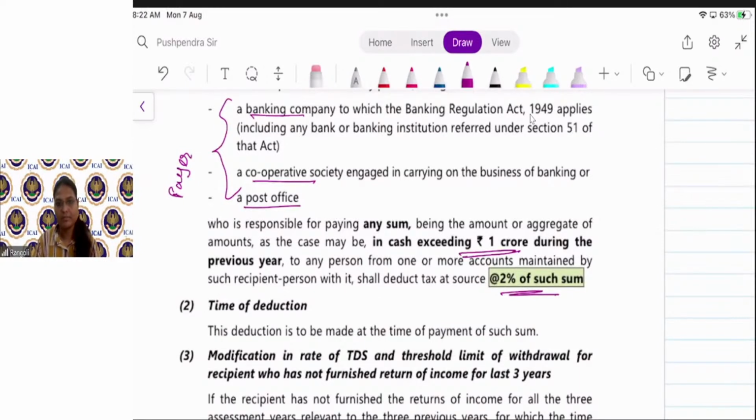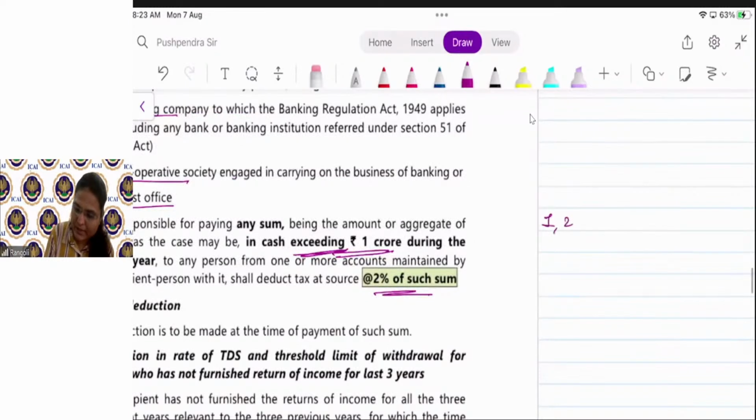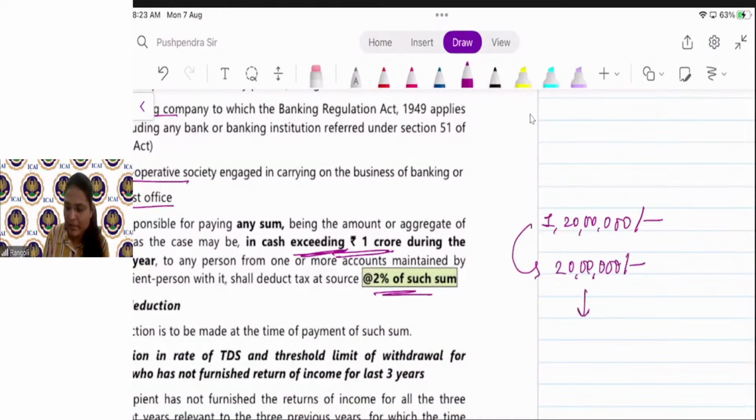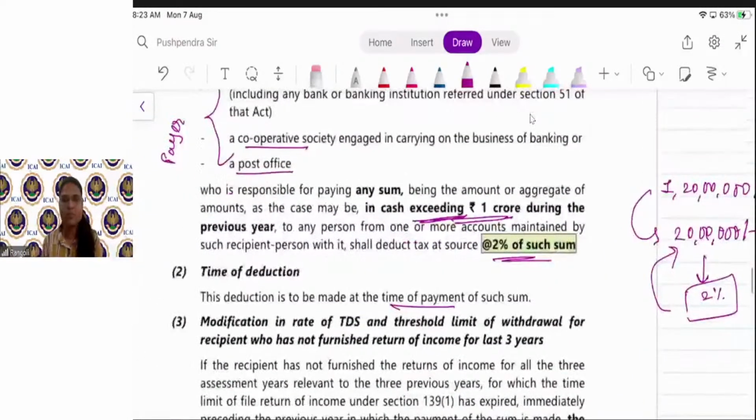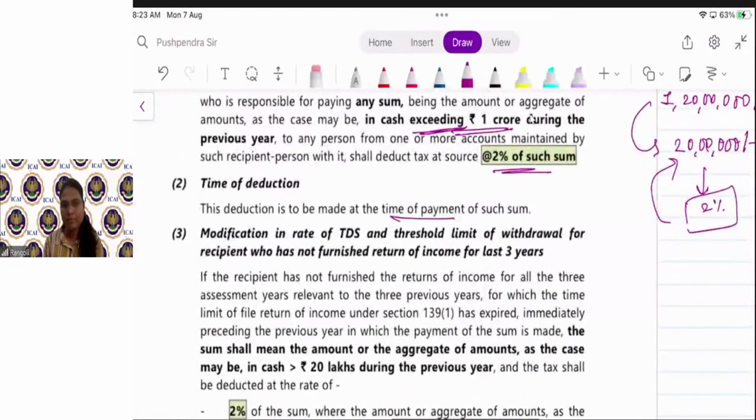But here the wording is cash exceeding 1 crore. Say for example, I am withdrawing 1.2 crore from my bank account, that is 1 crore 20 lakh. So the bank will deduct TDS on the amount exceeding 1 crore. How much will that come to? 20 lakh. So the bank will deduct 2% TDS on the 20 lakh withdrawal. This deduction is to be made at the time of payment because the bank will not know how much amount you will withdraw.